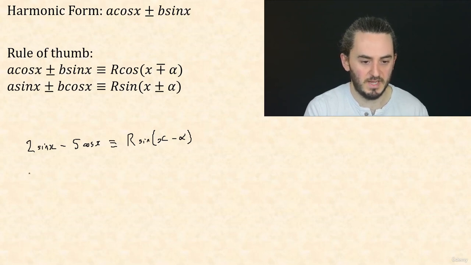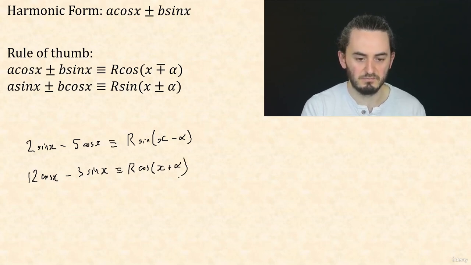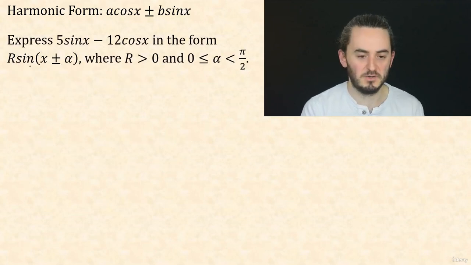Or for example, if I had 12 cos x minus 3 sine x, well, that's in this form, and I've got a positive amount of cos, negative amount of sine. Well, that's going to be r cos, and the negative amount of sine matches with a positive alpha, so x plus alpha. Okay, let's have a look at another example.